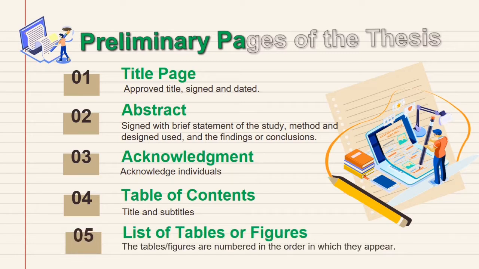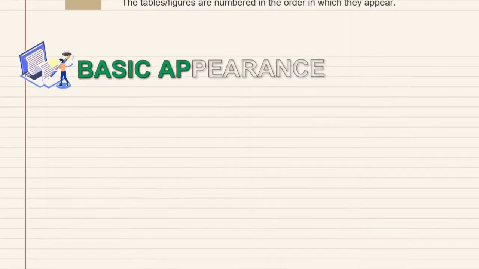Then we have the list of tables or figures. This is separate from the table of contents. The tables or figures are numbered in the order in which they appear in the text. Titles are to correspond exactly with those in the text. Okay, so that would be for the preliminary pages of the thesis.